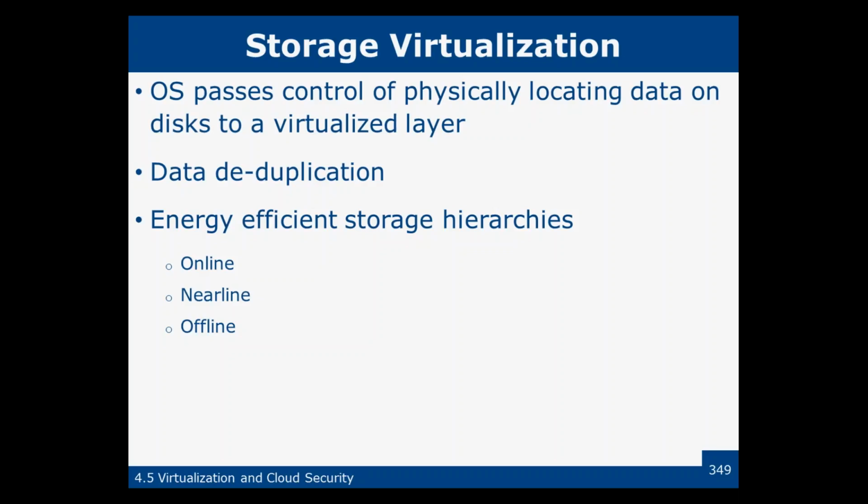Then we have the energy efficient storage hierarchies. Online is obviously going to be on the machine itself. Offline might require a physical interaction to access the data, such as pulling a tape into a drive or something like that. Nearline may be a tape loader, similar to some of the stuff we talked about in backup. Online is going to be with the disk that's on the machine.